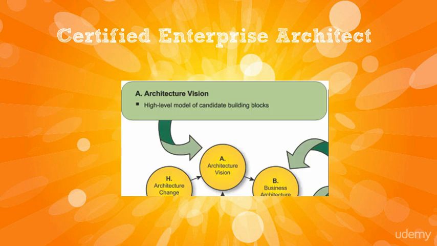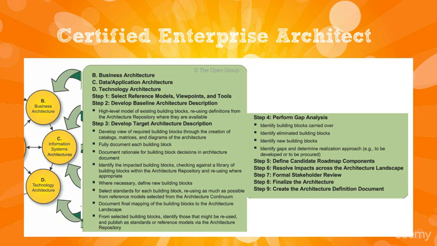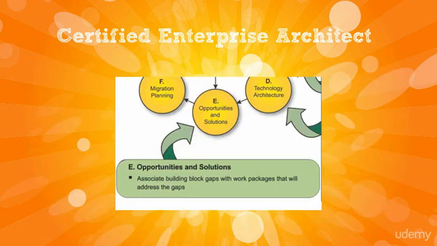I grabbed this from the spec. I sort of zoomed in. You can see that the phases of the ADM do contain building block components. This one is phase A. You are doing a high-level model using building blocks, using candidate building blocks, which are not necessarily finalized. You can see that phases B, C, and D also use building blocks, developing the baseline, developing the target, performing the gap analysis. Those have building block components to them. And phase E, which is when you associate the gaps to work packages, again involves building blocks.